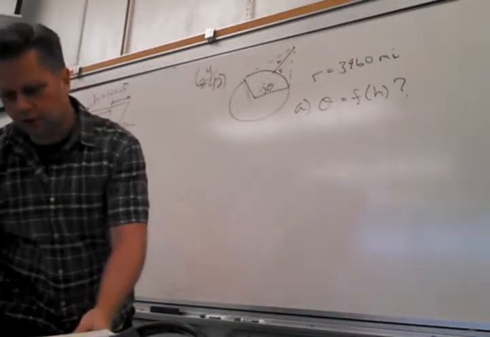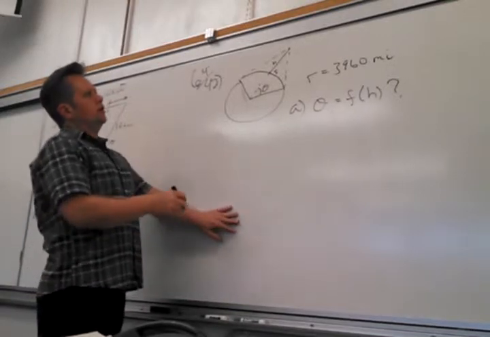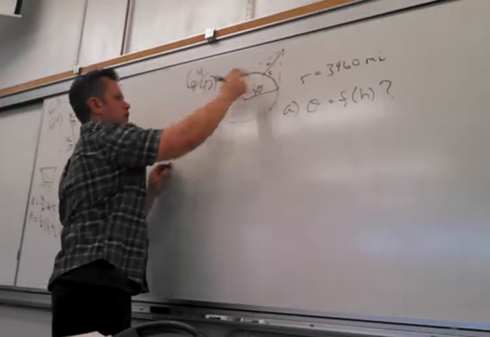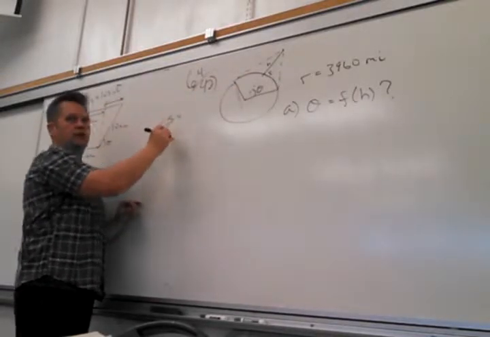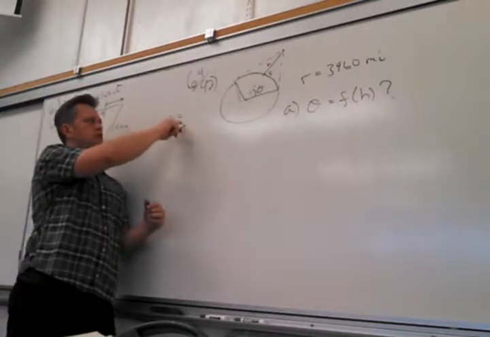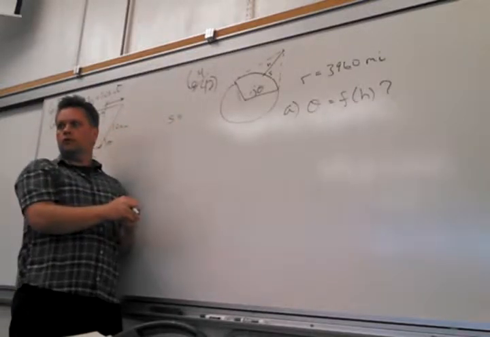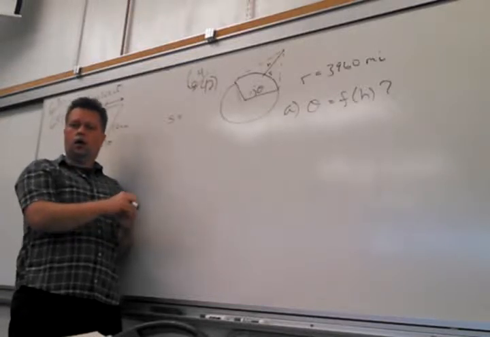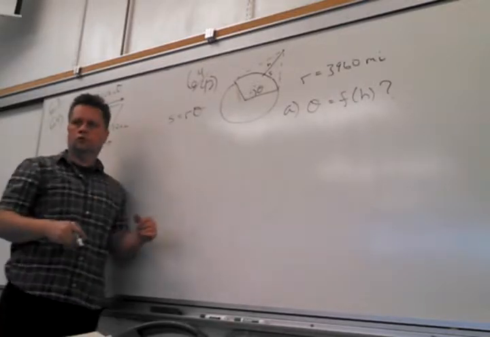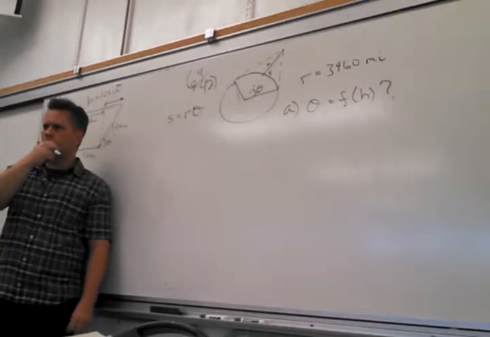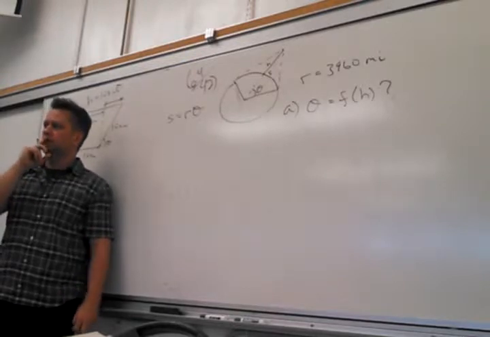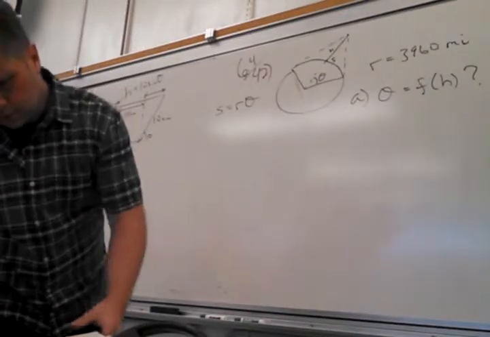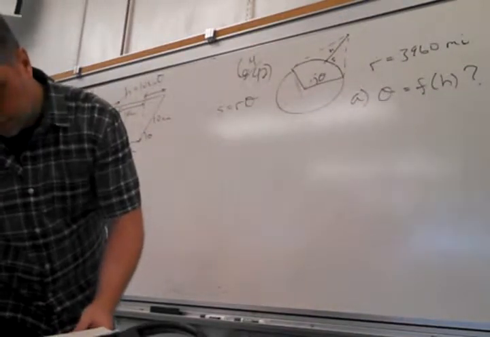So, what do you think we can do here? Let's remind ourselves of a few things. What's the formula for S? We know it's coming down a pike here. What's the formula for the arc length? R theta. R theta, cool. You have to know that for the test. So that's part B.